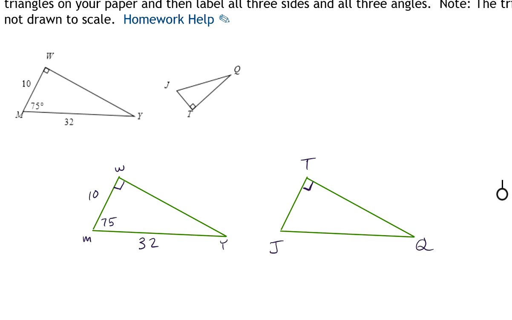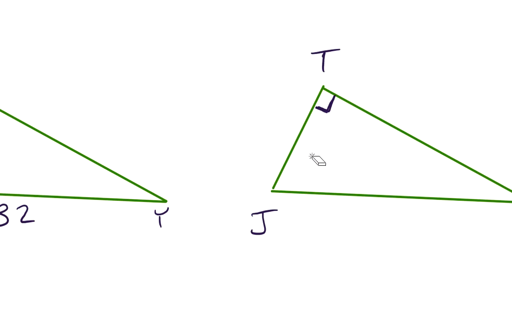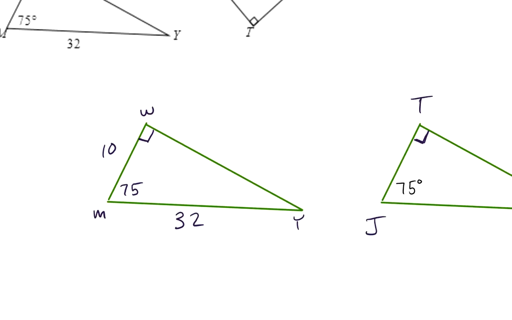And then we're just going to use a little bit of inductive reasoning to fill in some things here. So I know that the three angles in a triangle have to add up to 180 degrees, and I also know that corresponding angles in triangles have to be congruent. So because of that, I can right off the bat claim that this has to be a 75-degree angle, and that's because angle M is a 75-degree angle. So we've got those two.